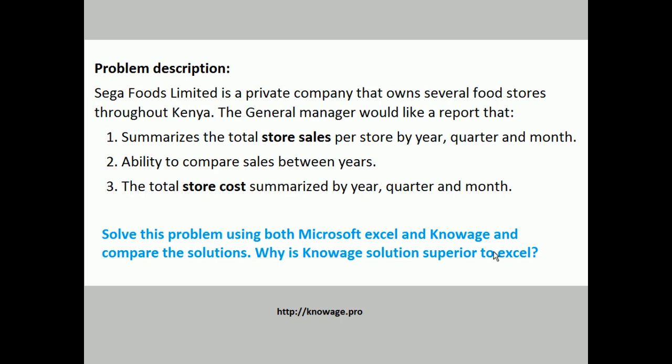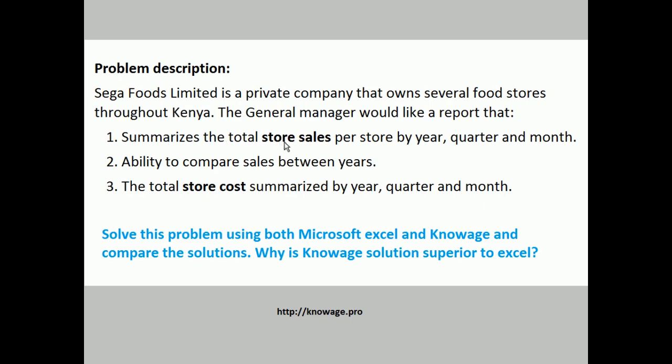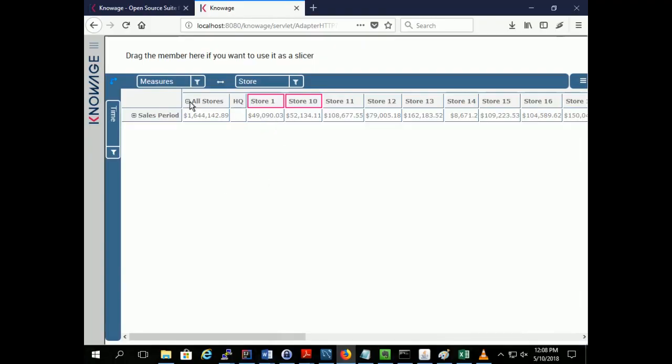Alright, so we have already done the solution, but in the next lesson we'll show you how this is done step by step. So for now we'll just show you the complete solution. Then on the next video we'll see. Now summarize the total store sales per store by year, quarter, and month. So how do you do that in Knowage? How do you summarize sales by time dimension?